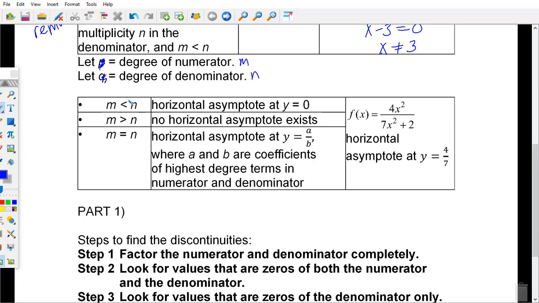If M is less than N, that means that the degree of your numerator is less than the degree of your denominator, then you have a horizontal asymptote and it's automatically at y equals 0.